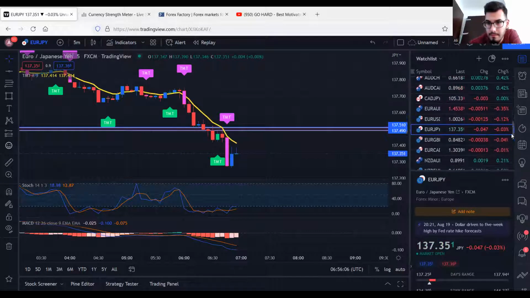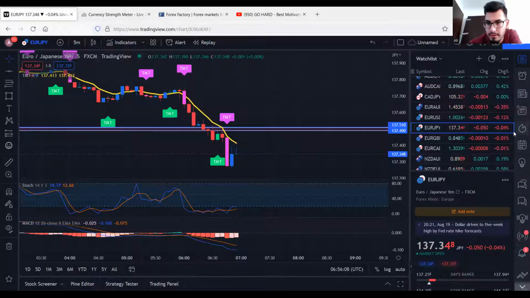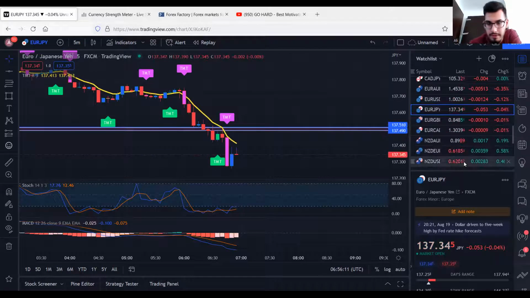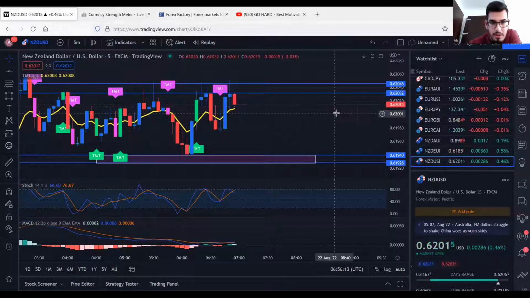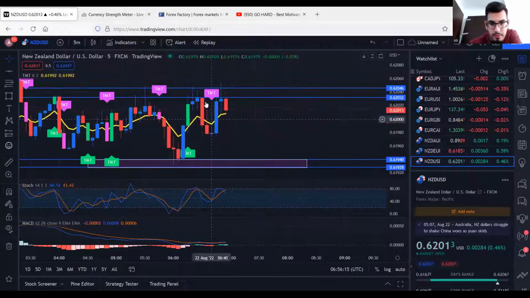JPY, nothing there. Let's check NZD/USD. And if there's nothing on NZD/USD as well, it's already made a move, so there's nothing to look at. It hit my area and it's now bouncing back down. So we would have cleared it.